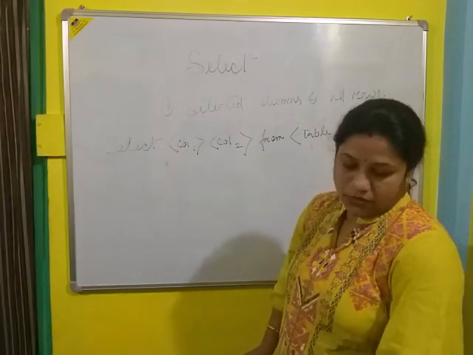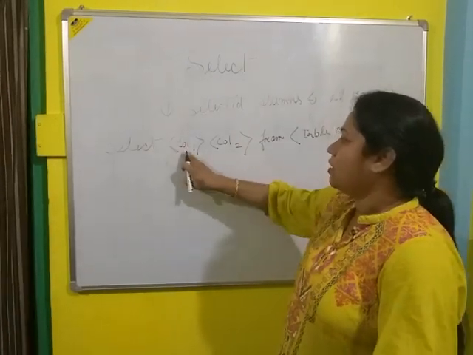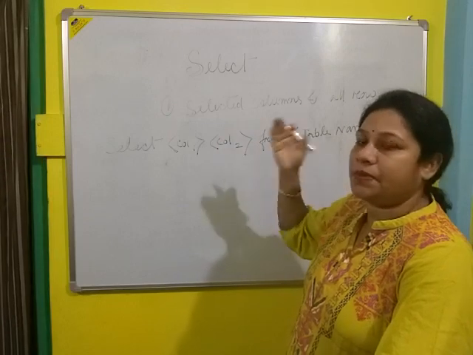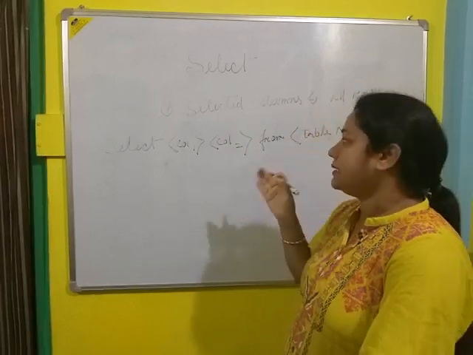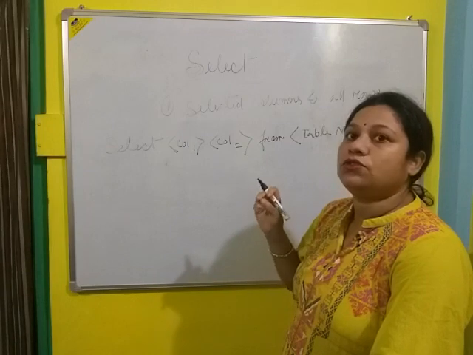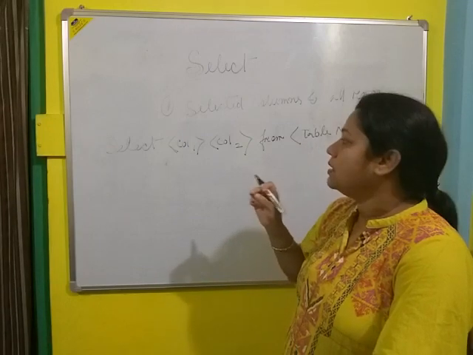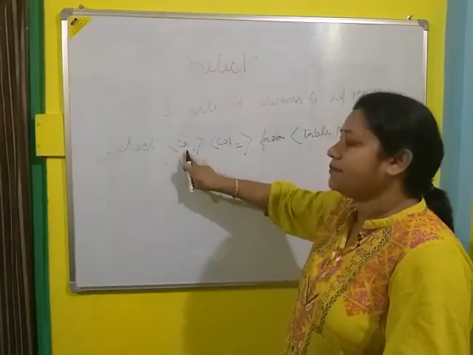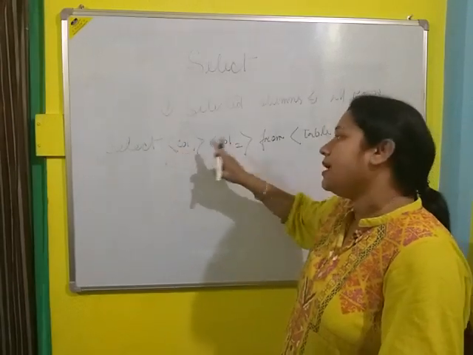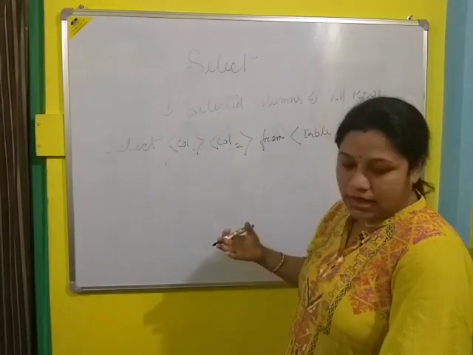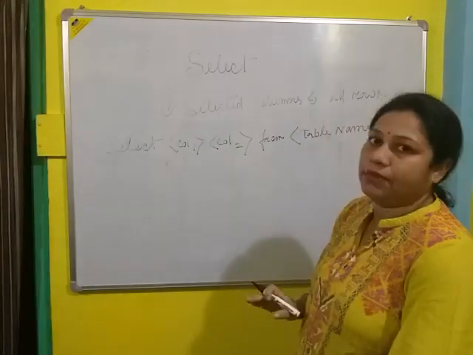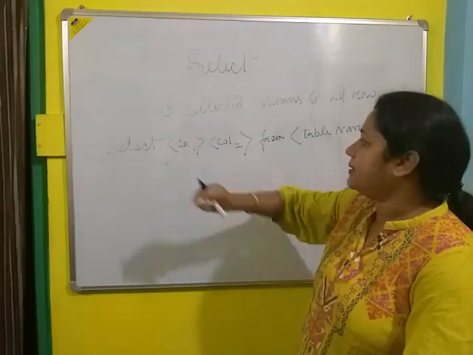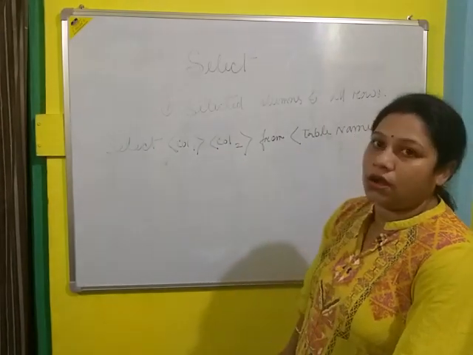Okay, select column 1, column 2. Suppose a table has 10 columns present, but from the 10 columns I want to display only 2 columns. Some selected columns, 2 selected columns I want to display. So that's why you write select, name the column number 1 that you want to display, and give the column number 2. After that, from table name. That means from which table you want to display these selected columns.